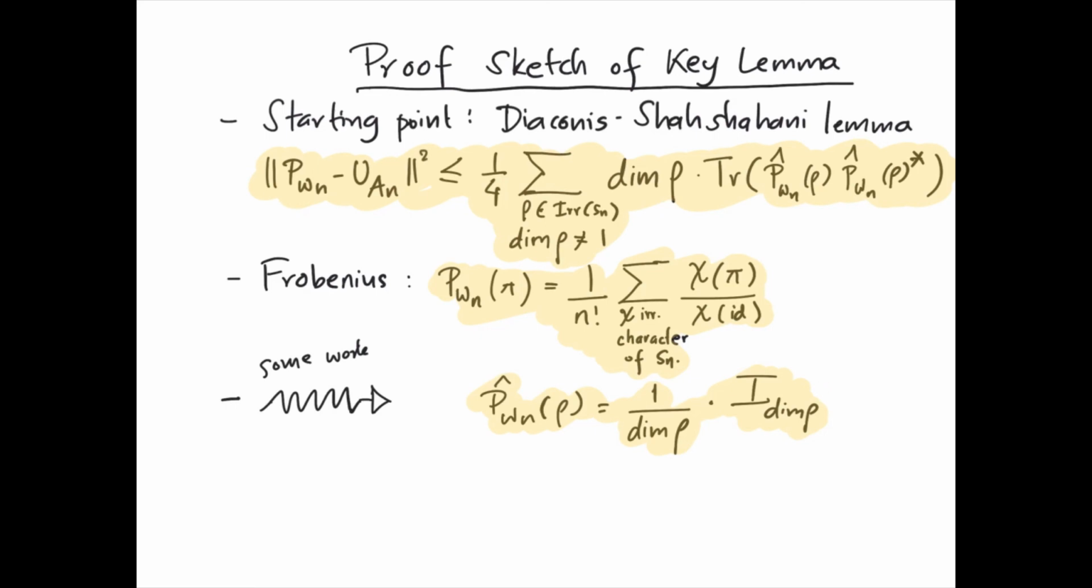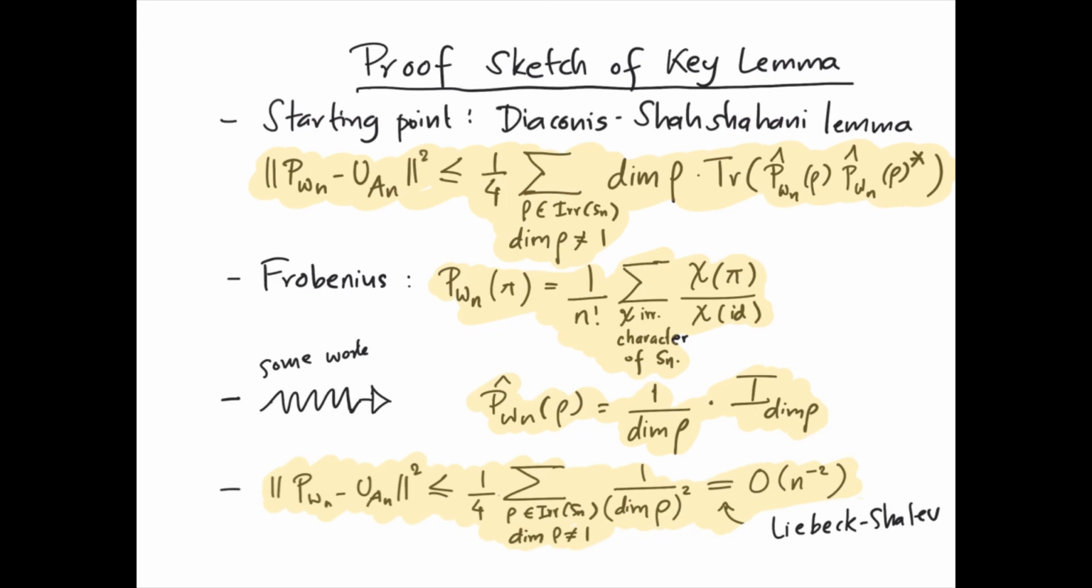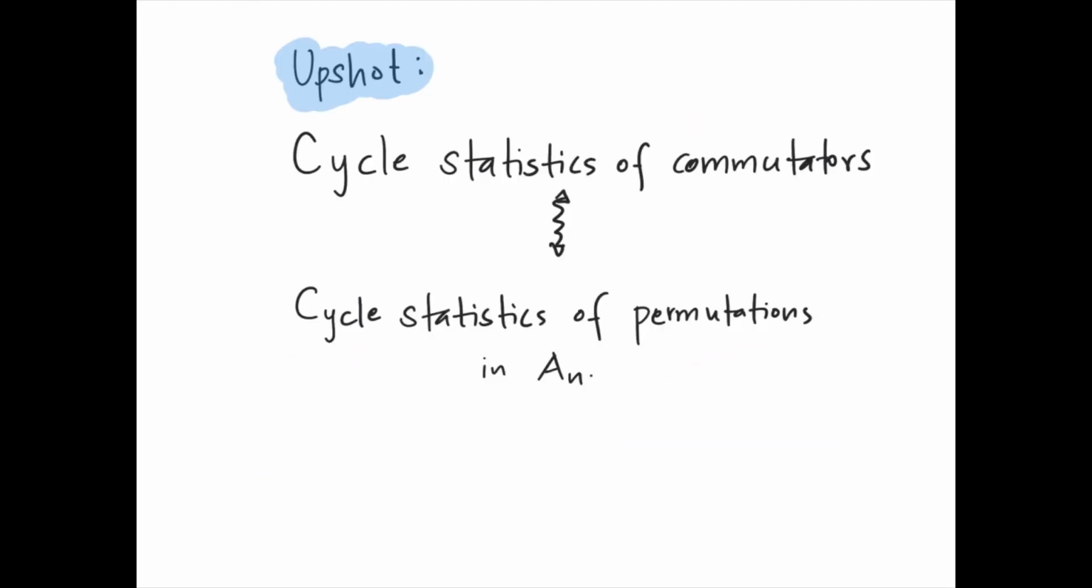And plugging this information finally into that upper bound gives you great control and simplifies it greatly to this expression here. And then you use a result by Liebeck and Shalev, which gives an upper bound on how this is growing asymptotically, which converges to 0. And we're done with the lemma. The upshot of this lemma is that the cycle statistics of commutators are approximated by the cycle statistics of permutations in An as n goes to infinity.